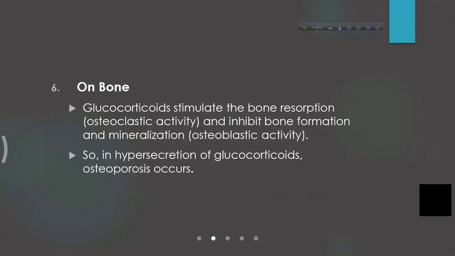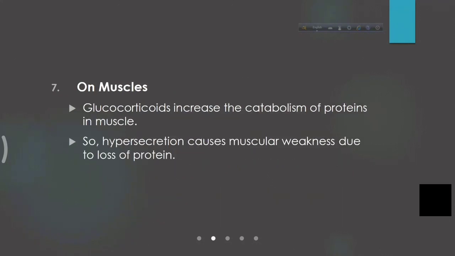On the muscles, cortisol has a very profound effect of muscle wasting due to protein catabolism, and this leads to muscle weakness.